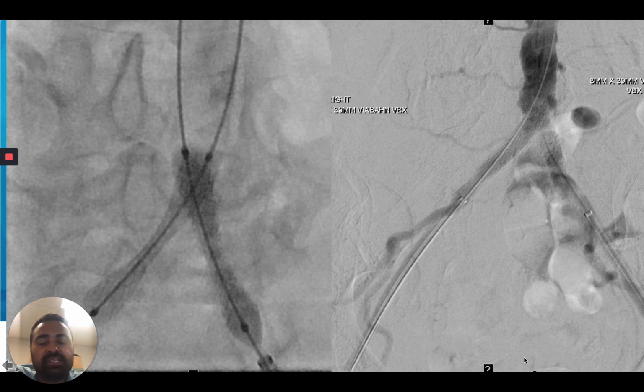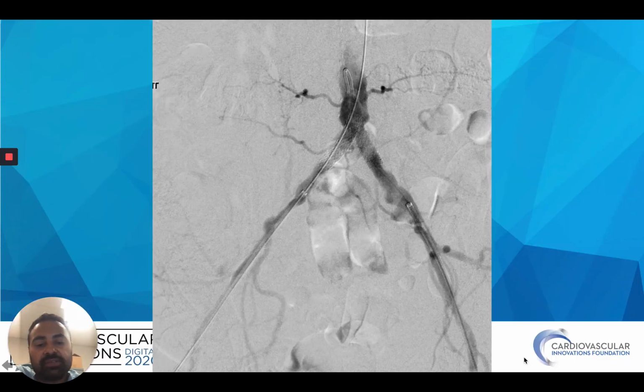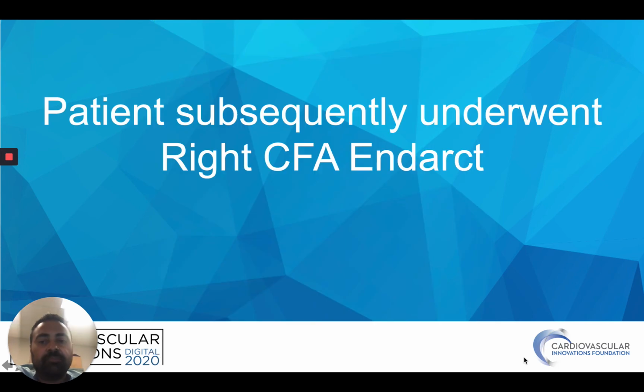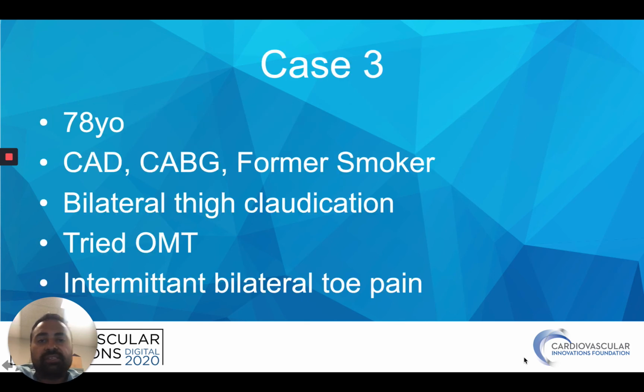And after balloon expandable stenting of the common iliac arteries, you can see there's flow down the iliac arteries, down the external iliac arteries, and the patient eventually underwent right common femoral artery endarterectomy and patch for their symptoms and has been since improved. I think this is the final case in this series.